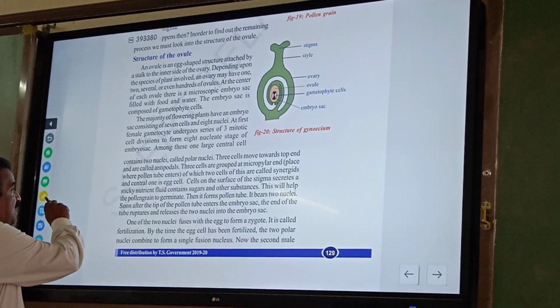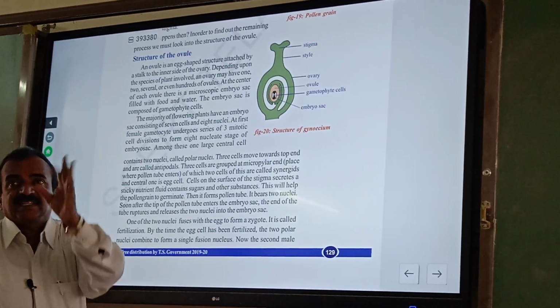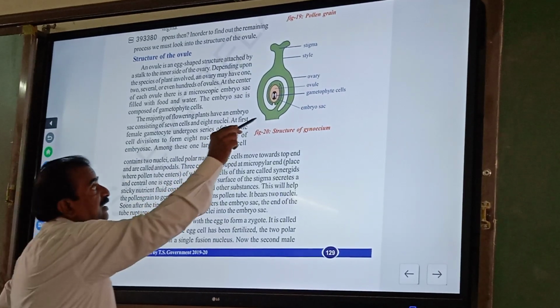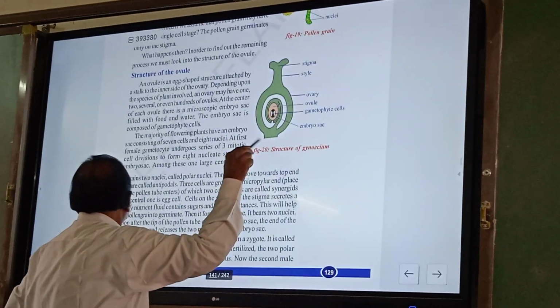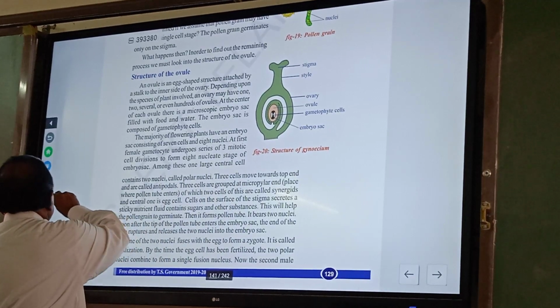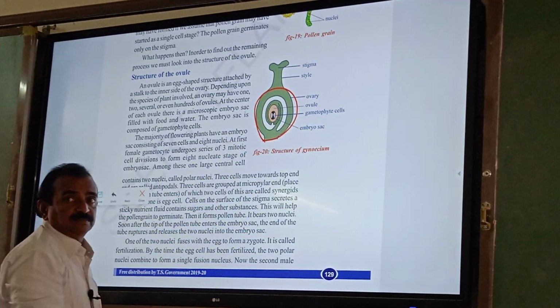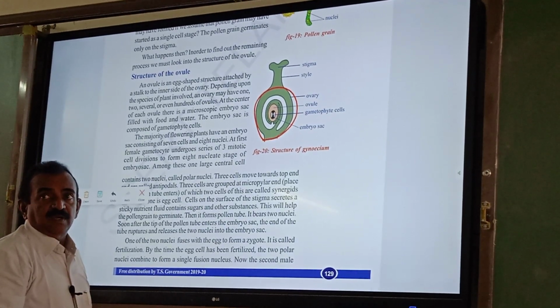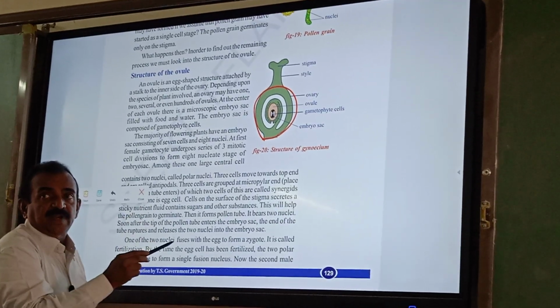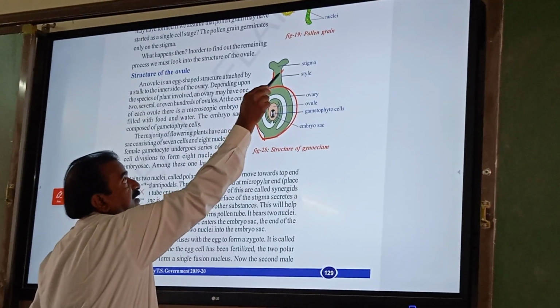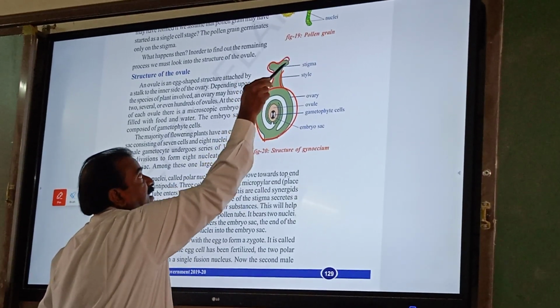And gynoecium consists of mainly three parts. So they are... this is called what? This is called ovary. Listen carefully. All of you look on the interactive flat panel. This is called ovary, and this is called what? Style. And this is the stigma.